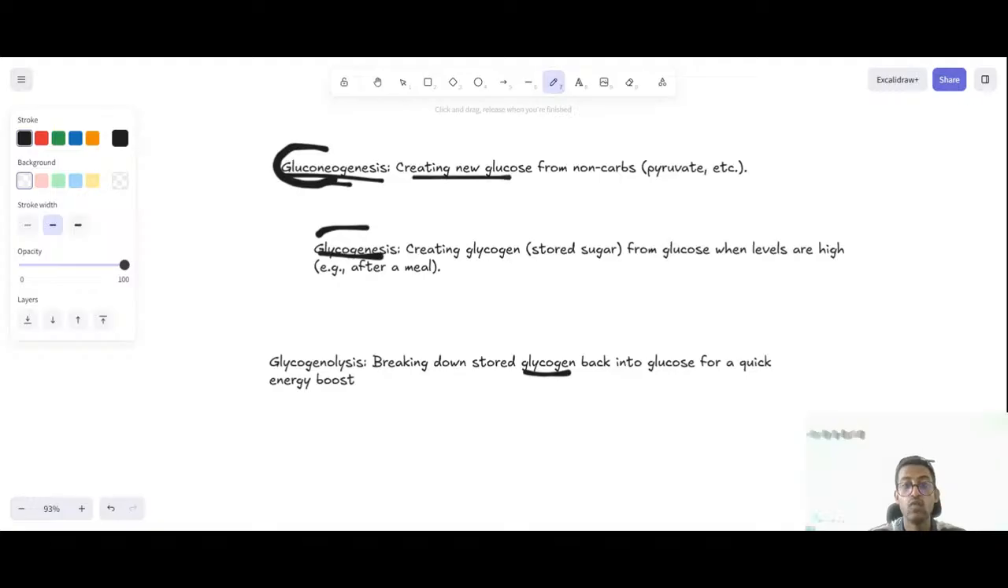Gluconeogenesis is creating new glucose from non-carbs. Okay, this is very important. But glycogenesis is creating glycogen, stored sugar, from glucose when the levels are high. Okay, this is very important.